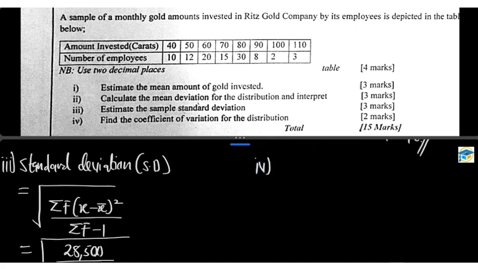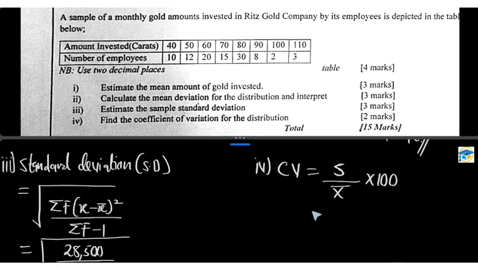For IV, we are asked to find the coefficient of variation for the distribution. Coefficient of variation, CV, is equal to our standard deviation, which is s in this particular case, right, for the sample, and then divided by the mean amount, okay, all multiplying 100%. We want to know the proportion of variations that actually exists between the standard deviation and that of the mean amount for this sample data.